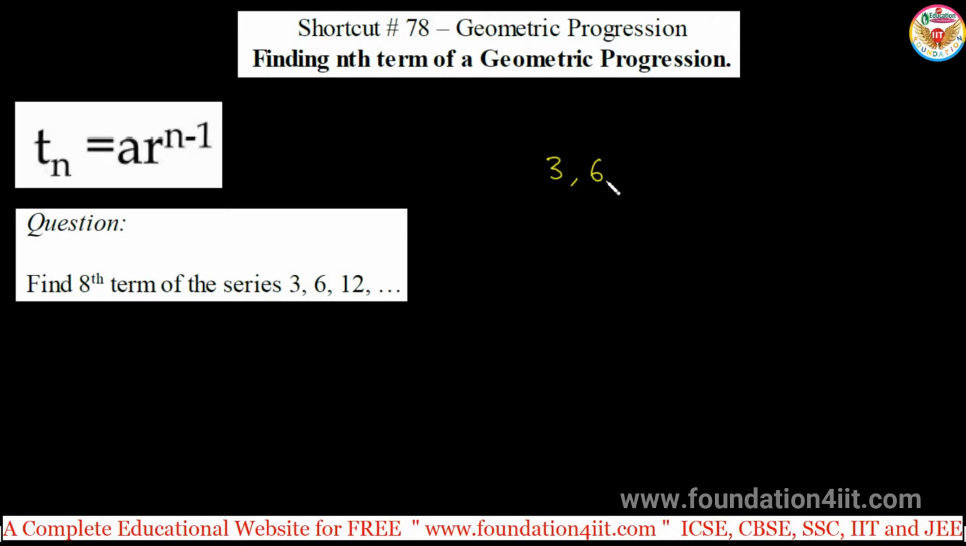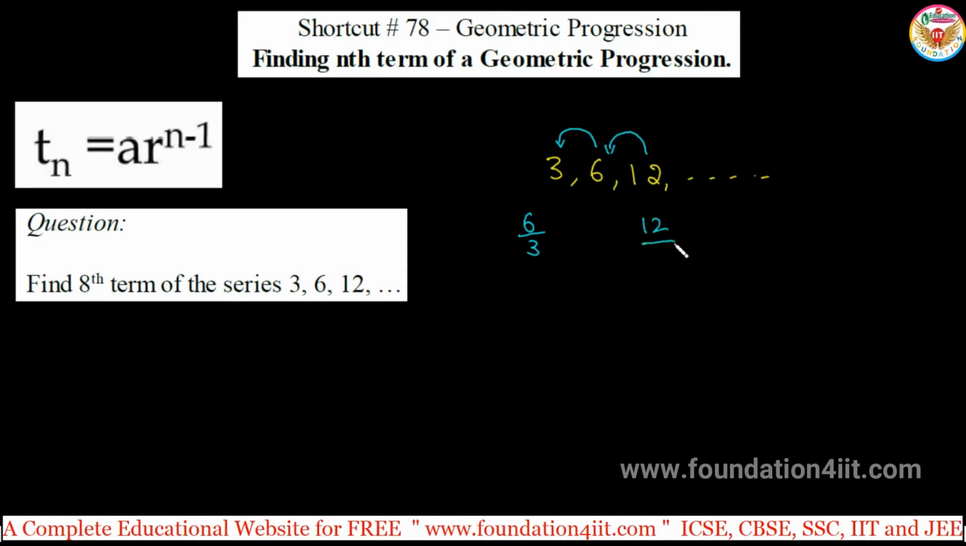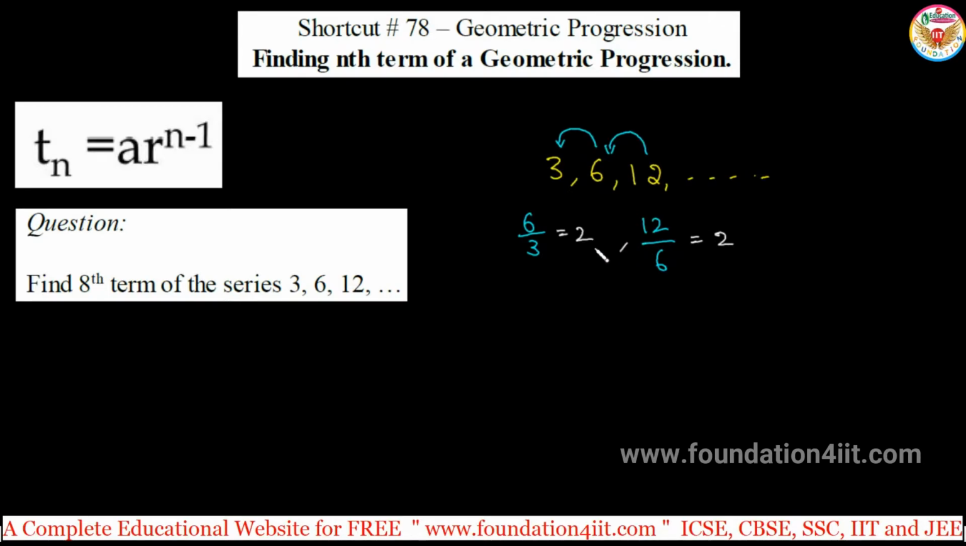So the question is 3, 6, 12, and so on. That means the ratio: second term divided by first term, 6 divided by 3, or third term divided by previous term, 12 divided by 6. The answer is the same. 6 divided by 3 is 2. 12 divided by 6 is 2. So this is the ratio.